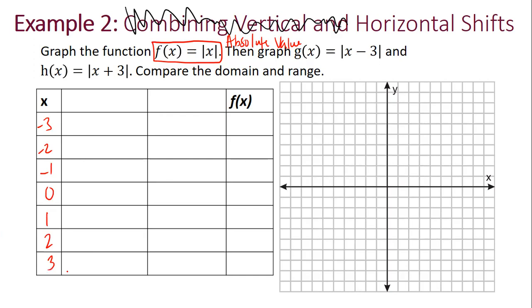Because of that, our starting values are going to still be -3, -2, -1, 0, 1, 2, 3. Okay, the difference is our output, right? So if I take -3 and I input it into the absolute value, it's going to do what? Turn positive. So the output for f of x is going to be 3, 2, 1, 0, 1, 2, 3. And I'm going to quickly sketch the parent function.